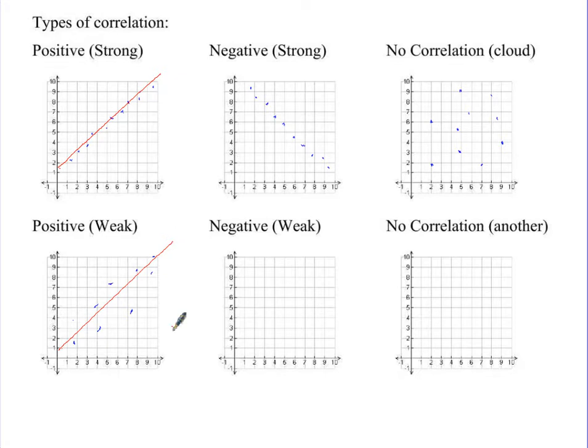You can't really say strong or weak. You can say positive for sure, but you can't really say strong or weak unless you have something to compare it to. And it needs to be the same scale on your axes. Because I can make anything look strong or weak just by changing the scale.